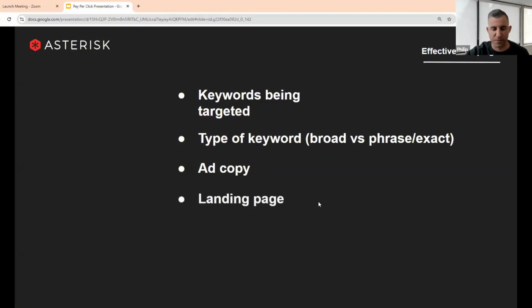Landing page, kind of spoke about that before. It needs to line up exactly with what they are searching for. Bidding on what, like your keyword, what type of bidding you're doing.